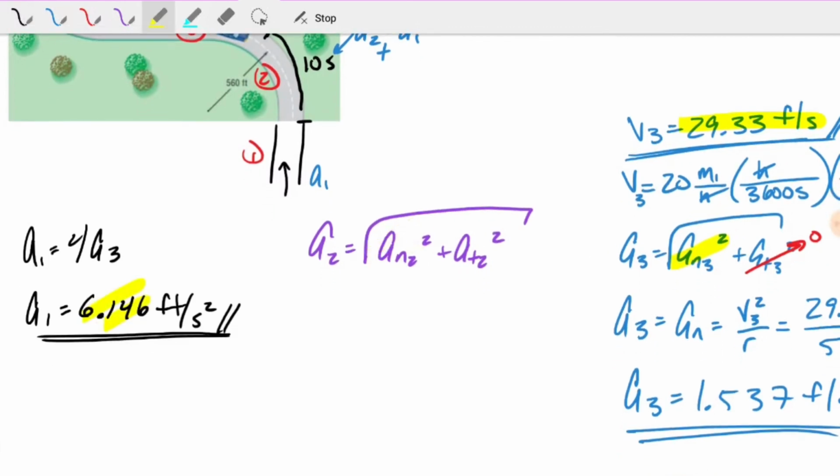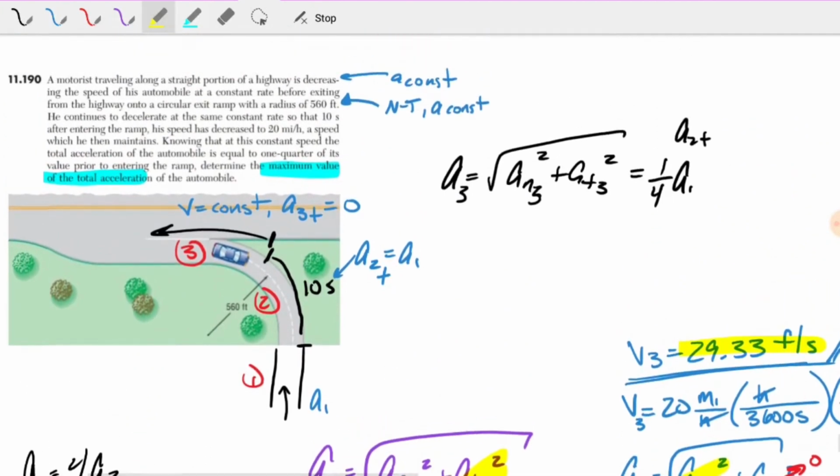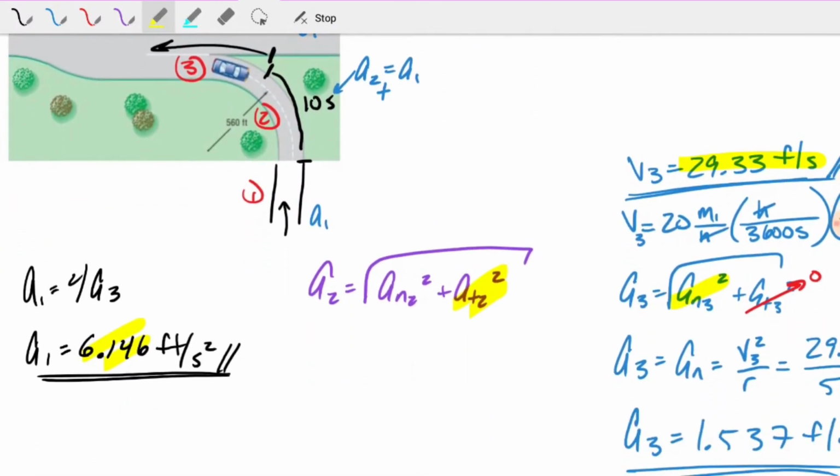AT1 and AT2 are the same. They told us that. And it comes from, let's see, they say he continues to decelerate at the same constant rate. So basically from the space where he's moving on this straight part into the time where he moves on the curved part for the 10 seconds, it's the same deceleration. Deceleration always corresponds to tangential acceleration on a circle. So we know AT2. All right, cool. So we got that. But we don't know AN2.